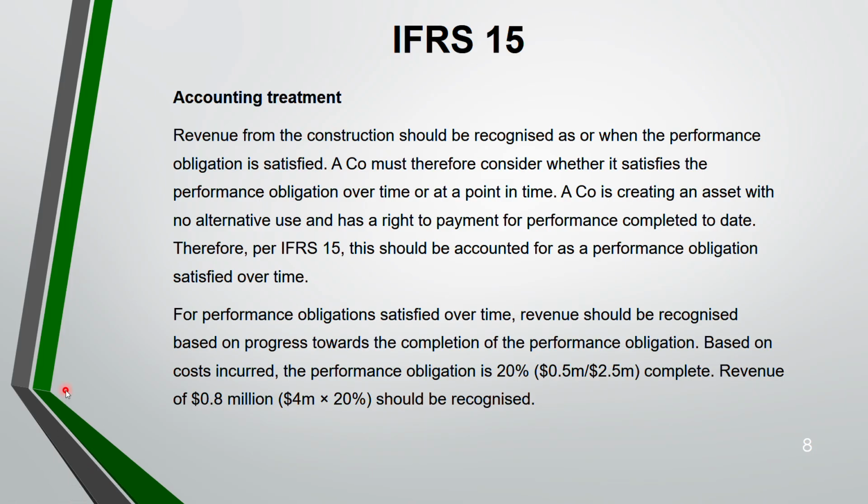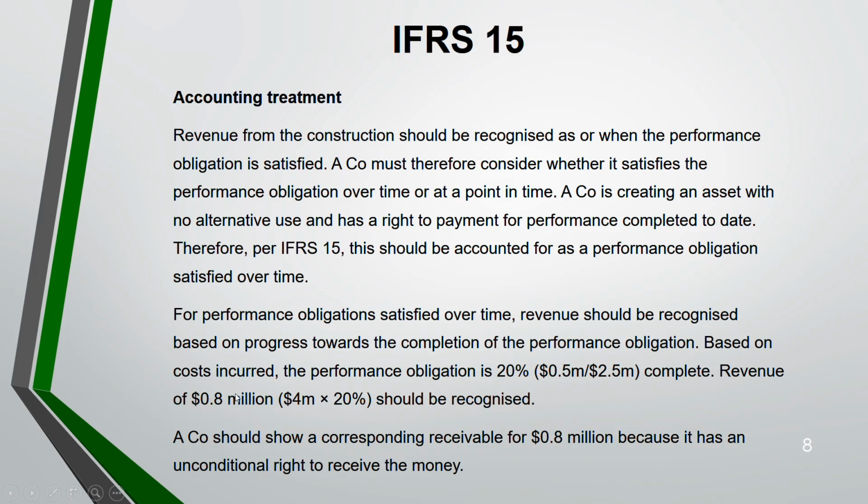So the amount you have to write. For performance that is satisfied over time, revenue is recognized based on the progress. Okay. So it is 0.5 divided by 2.5, the total cost of the contract versus 0.5, which is 20%. So you will recognize only 20% of the 4 million. That is your transaction price. So 0.8 million. This is your revenue. So A has to show a corresponding receivable of 0.8 because it has an unconditional right to receive this money. Okay.